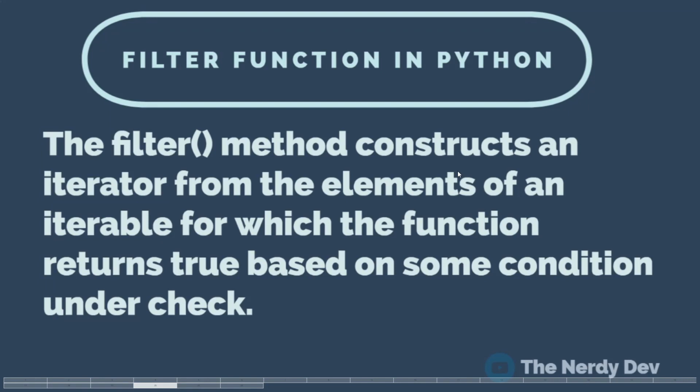In this video we'll learn about the filter function in Python. The filter function constructs an iterator from the elements of an iterable for which the function returns true based on some condition under check. Now the filter function, just like the map function, takes a function as the first argument and the iterable as the second argument, on which we operate the function that we passed in as the first argument to the filter function.